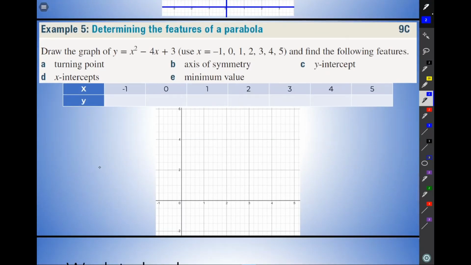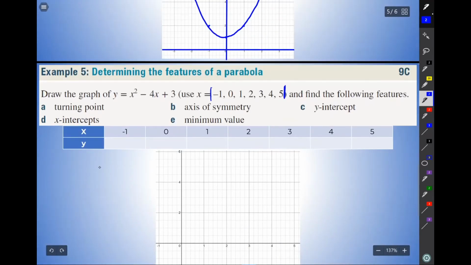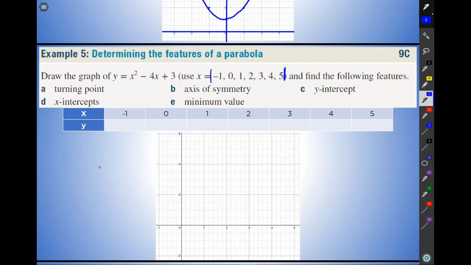Alright, moving on. One more example. We're going to draw this graph again, and then we're going to go through an example of identifying the features of the graph. If they suggest values to use in your table, use those values. Don't use the -3 to 3 if something else is suggested for you, because sometimes there are some other numbers that will work better. And again, in the interest of time, I've already calculated these, but what you would do is just put them into your calculator. Don't forget that the -1 goes here and here.